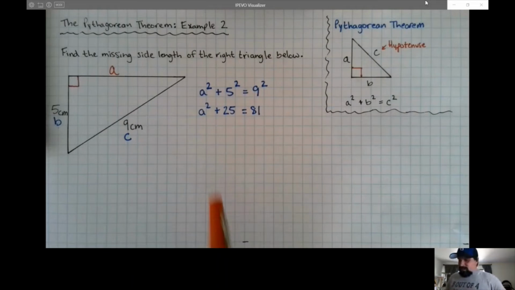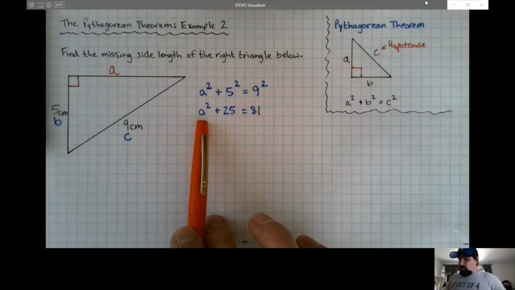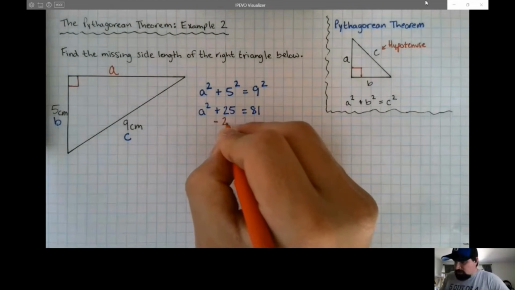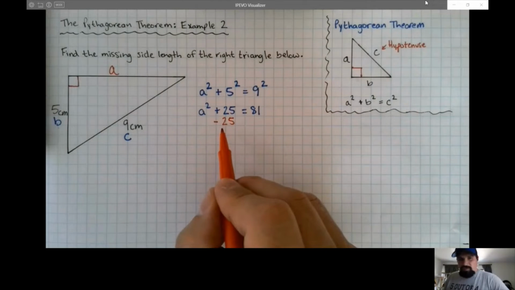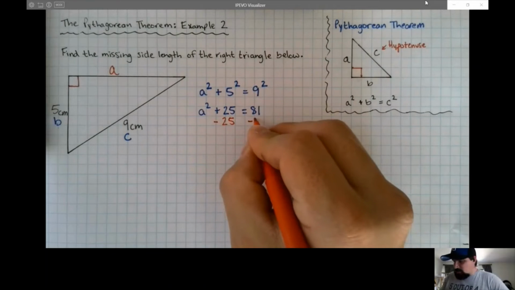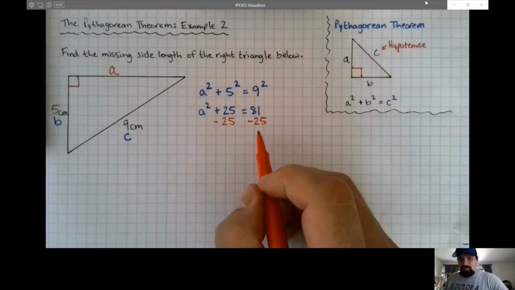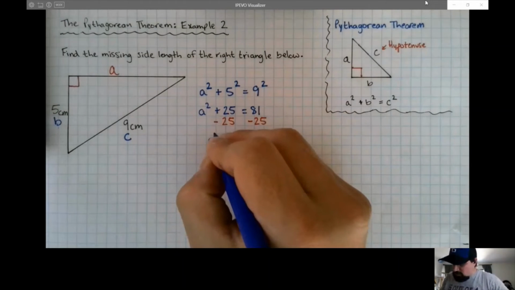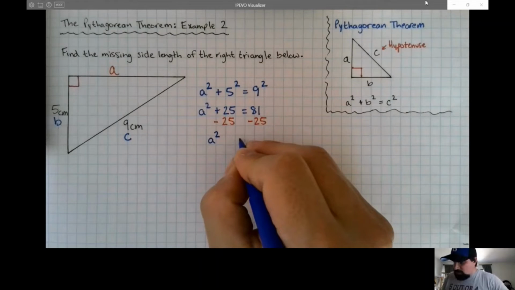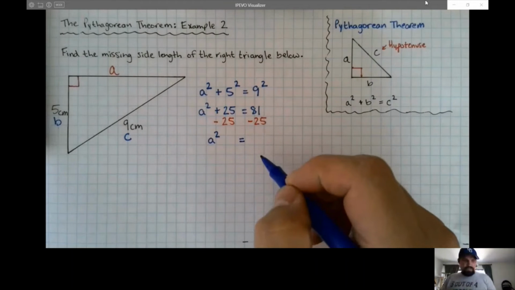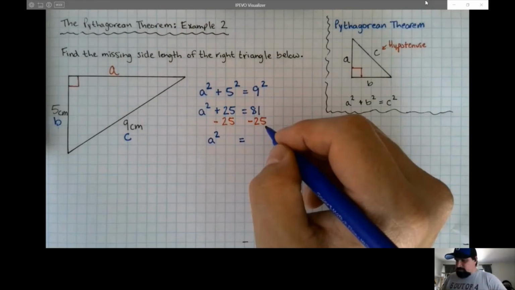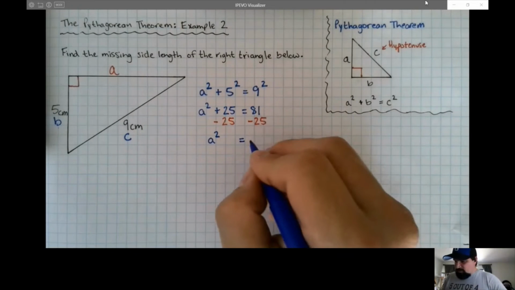Now we need to isolate A squared. We need it by itself on one side of the equal sign. To do that, we will subtract 25 from the left-hand side, which means we also need to subtract 25 from the right-hand side. That leaves us with A squared equals 81 minus 25, which is 54.